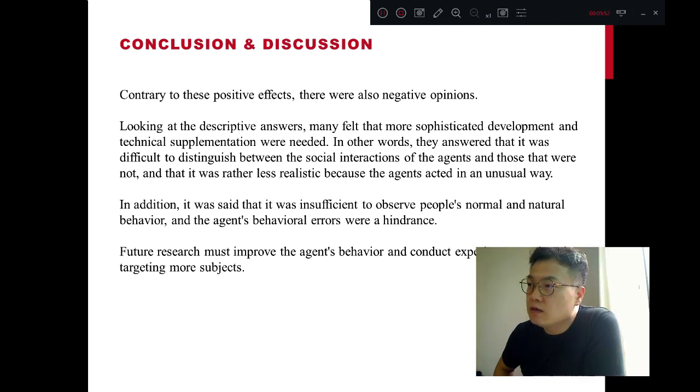So we can figure out the effect of human social behavior simulation, but the development is not perfect. So we need to do more. We need to focus on the natural behavior of the social agent in further research.